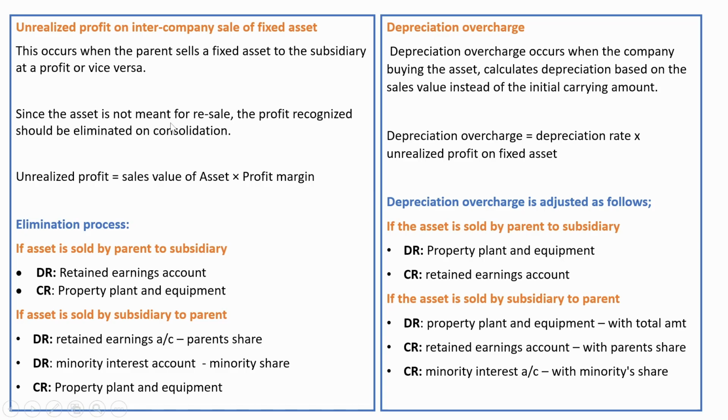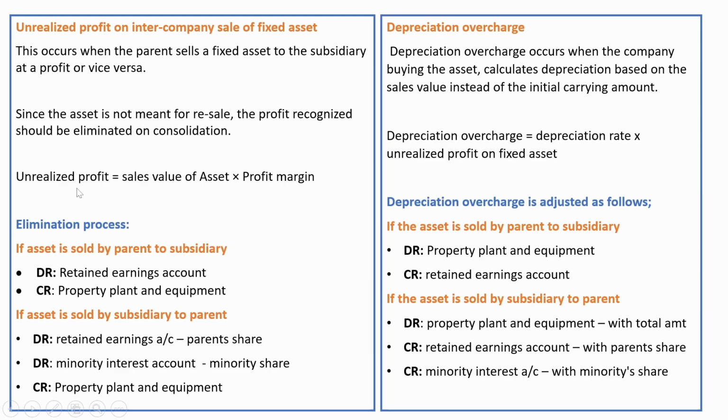So since the asset is not meant for resale, the profit recognized should be eliminated on consolidation. So unrealized profit equals the sales value of asset, the amount the selling company charged when selling the asset, multiplied by the profit margin. Or simply said, take the entire profit that was made in the intercompany sale of fixed asset. All that profit is unrealized profit.